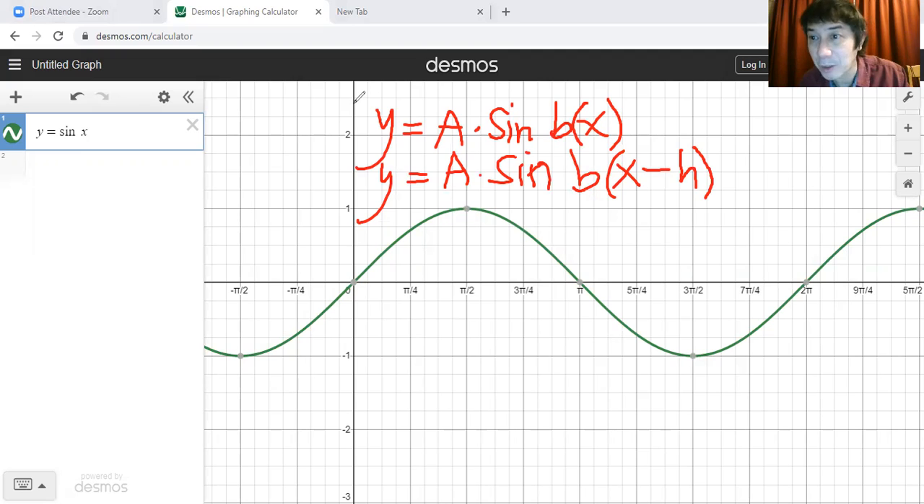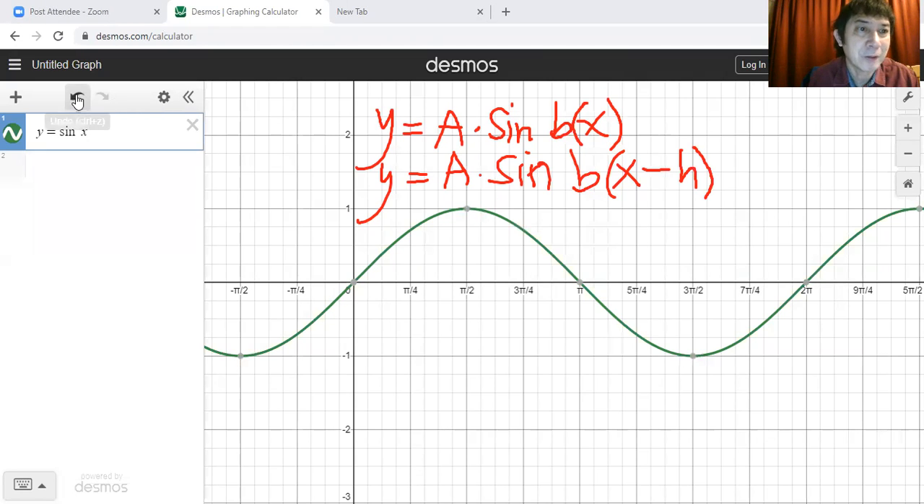Now it depends on the h. If your h is positive, this sine graph will move to the right. Okay, it's going to move to the right. All right. Now let us see another form of this, and we shall transform this to another type of line.